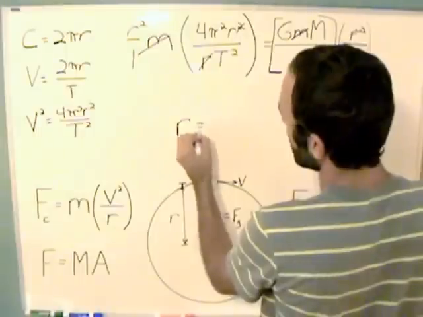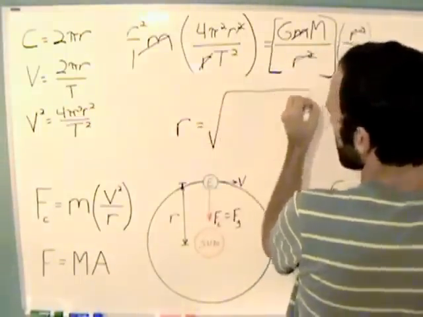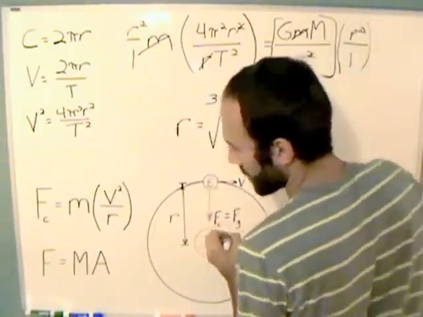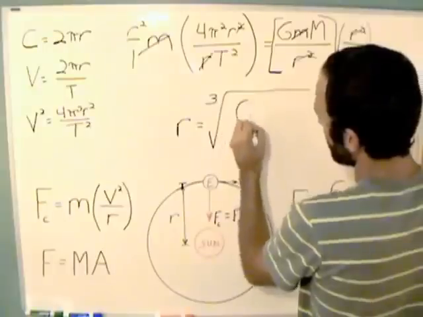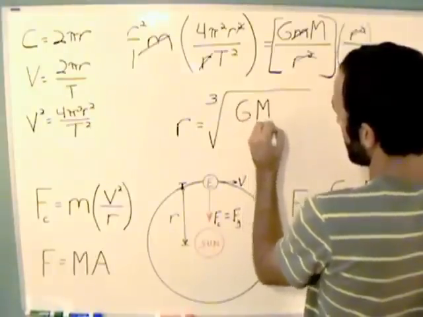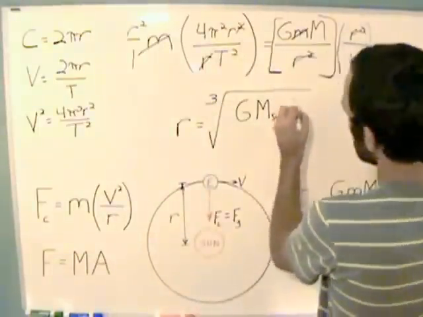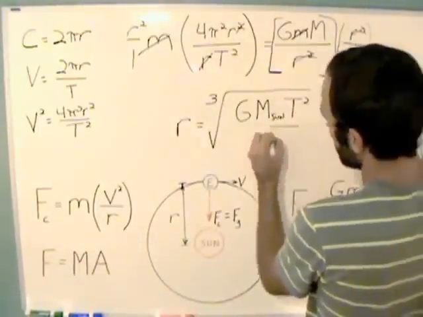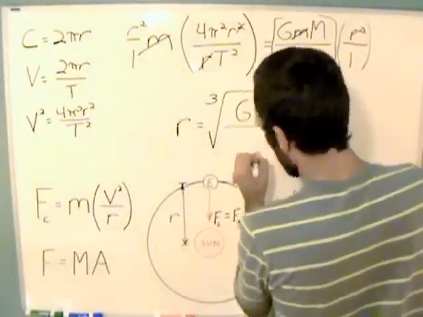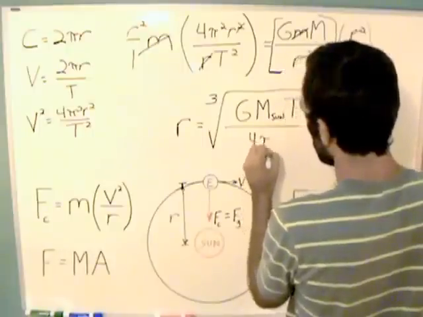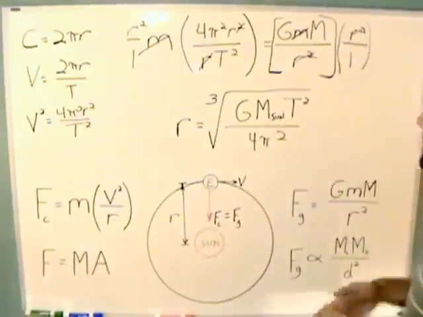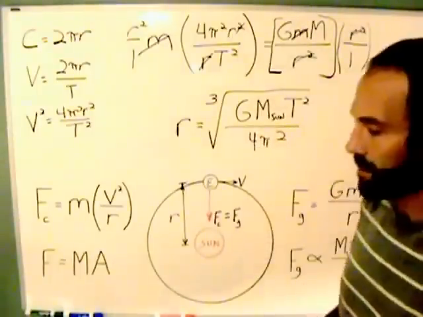R ends up being, so I'm not boring you with all the algebraic steps, the cube root of the gravitational constant times the mass of the sun times period squared over 4 pi squared. Okay? That's what this breaks down to. You can solve for r.